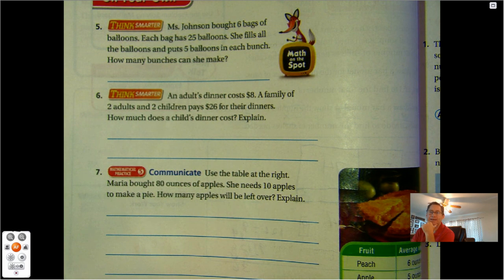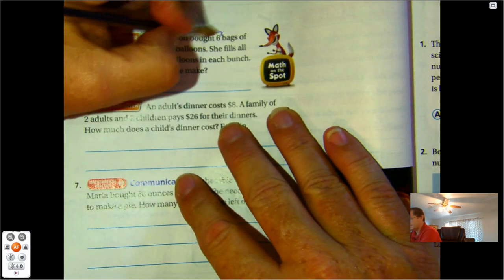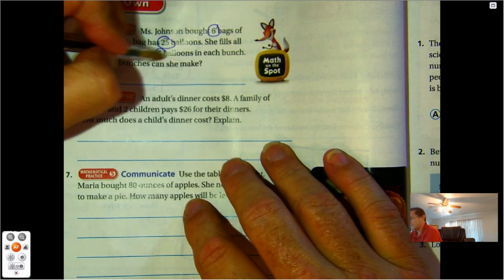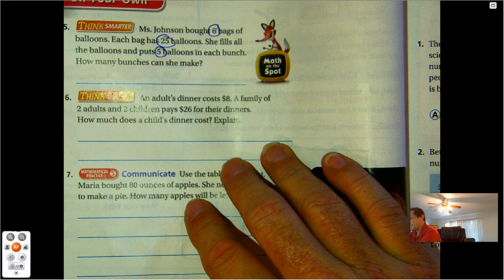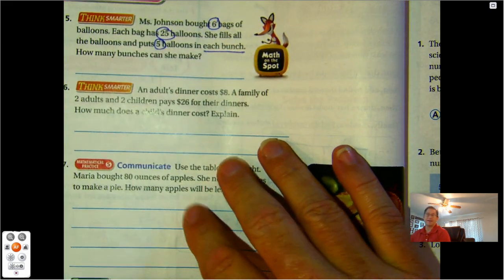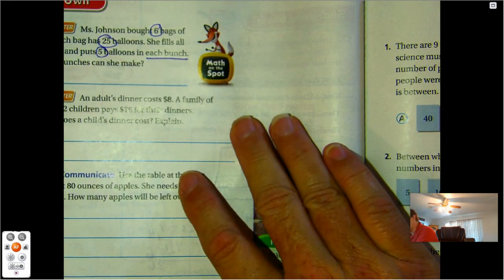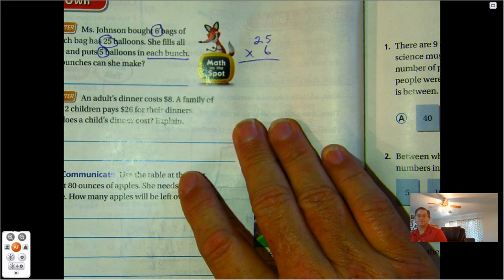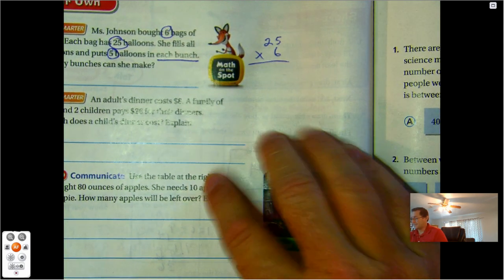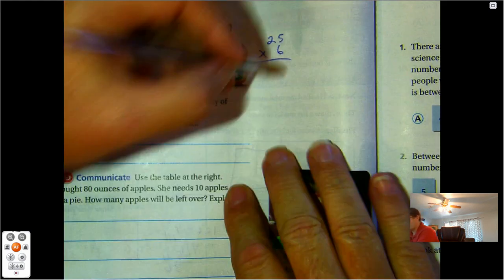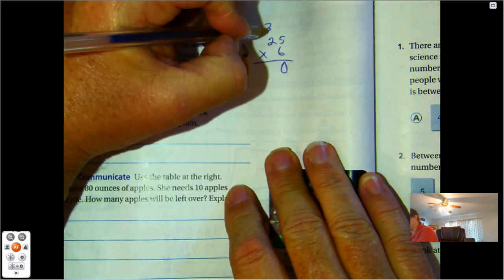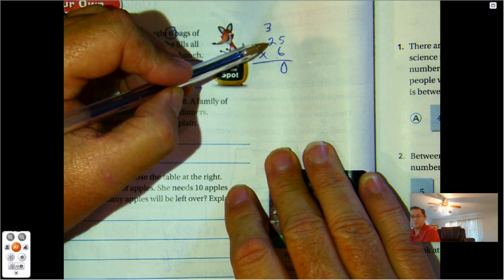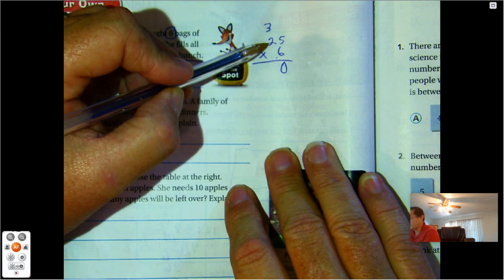6 bags of balloons. Each bag has 25. She fills them in each bunch. Okay, so how many balloons did we buy? We bought 25 times 6, right? 6 bags of 25. 6 times 5 is 30 ones. We'll regroup that as 3 tens and no ones. 6 times 2 tens is 12 tens, plus 3 more is 15 tens, or 150.